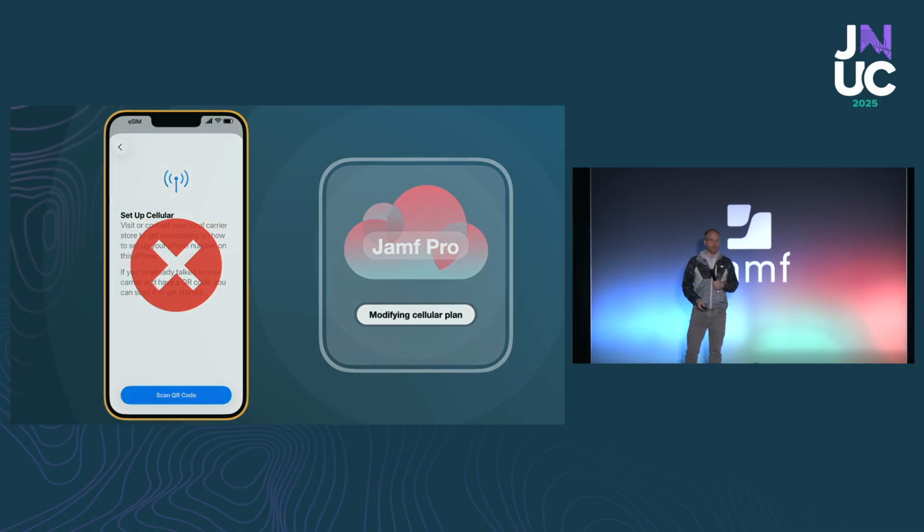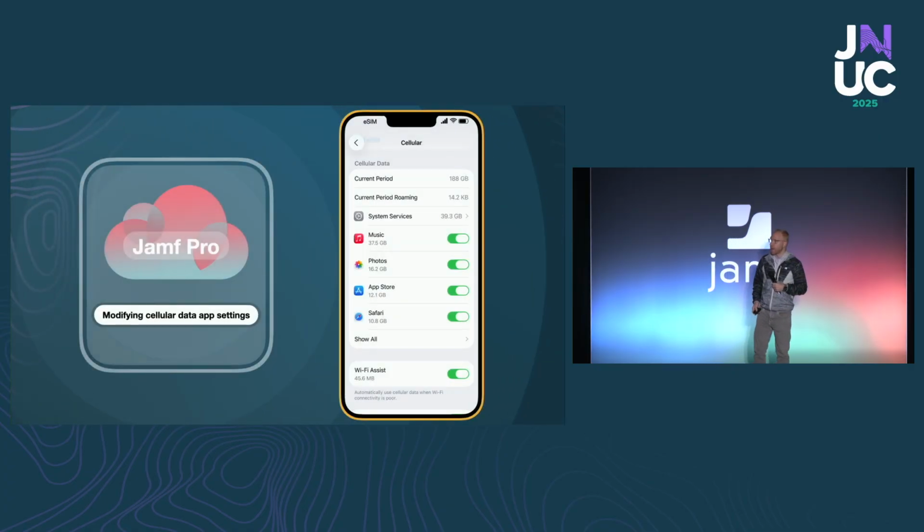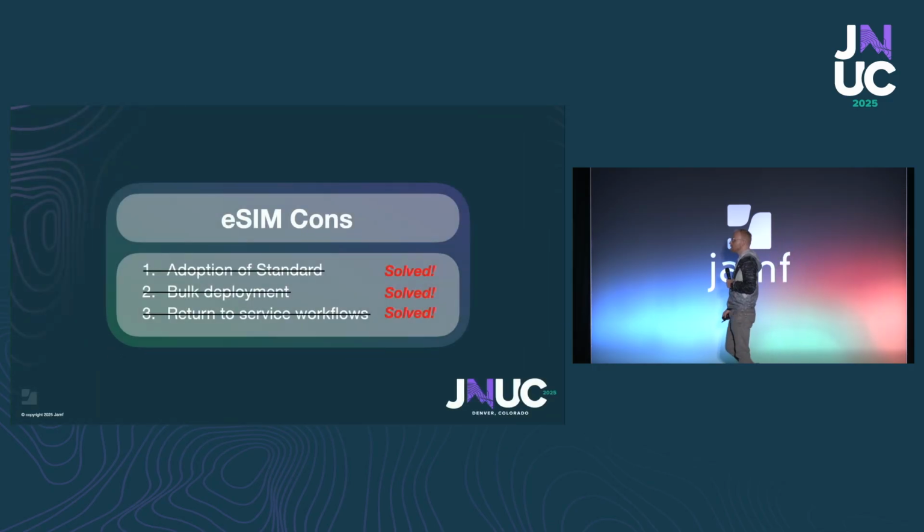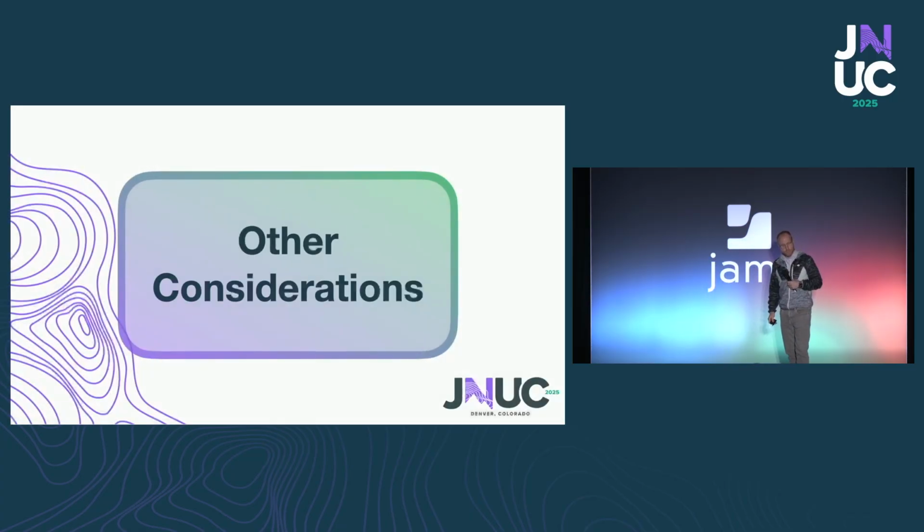We can prevent those sort of changes as well. And then finally, you'll know if you've been in the cellular settings that you can set on a per app basis the privilege to access the cellular network. This is a restriction that would block changes to that once they've been configured. So these are the return to service workflows that we've got. So I think we can say we've got that solved.